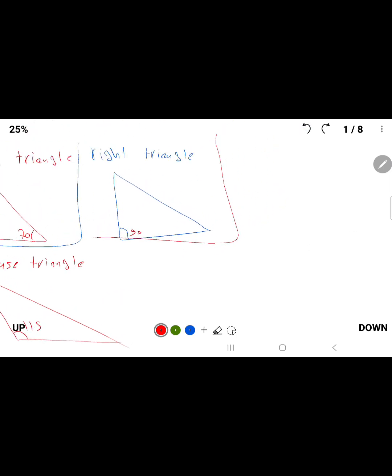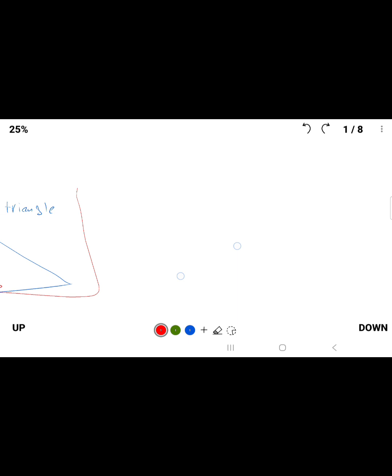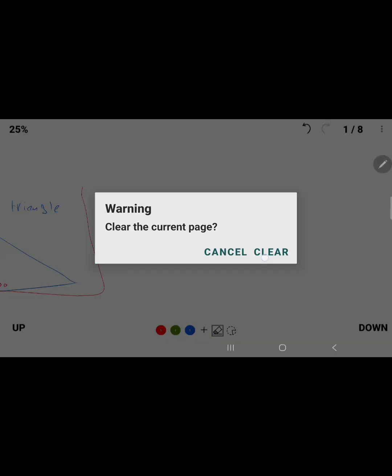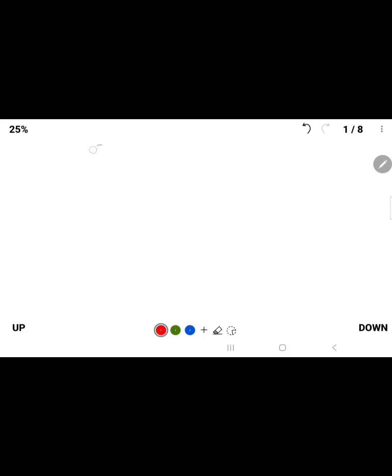Sometimes you can classify triangles based on their sides. So we have the scalene triangle, like this. This triangle has no congruent sides. All three sides are just different.